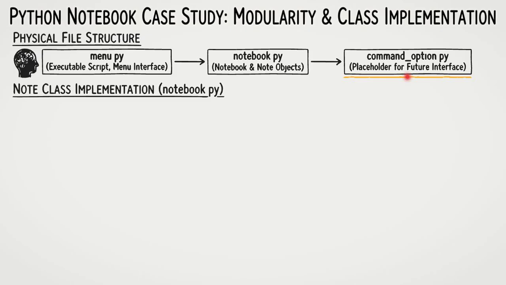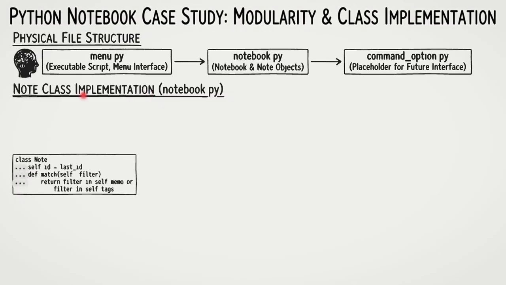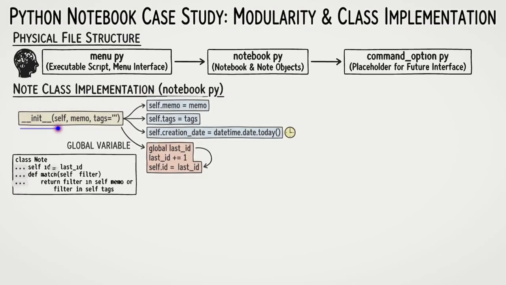Let's dive into notebook.py, starting with the note class implementation. When we create a new note, the init method takes the memo text and optional tags. It stores them and automatically assigns a creation date using the datetime module. To give every single note a unique identifier, we use this global last_id variable. We start at 0, increment it by 1, and assign it to the new note.